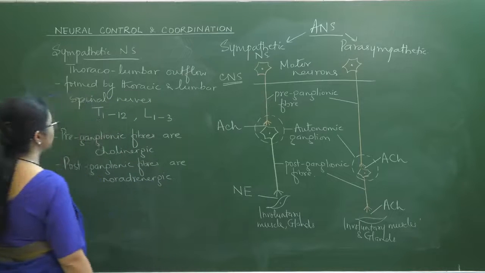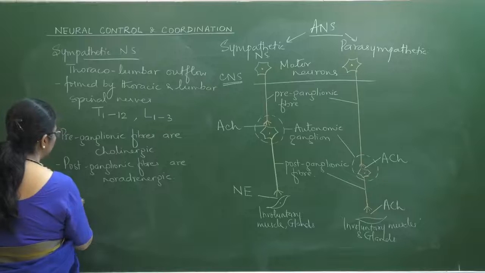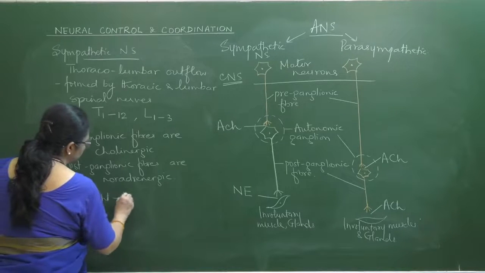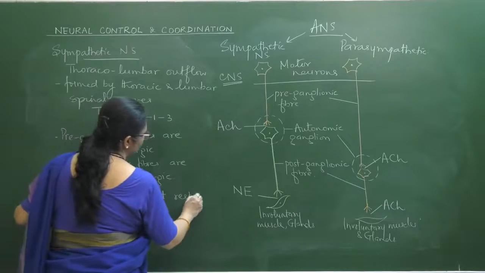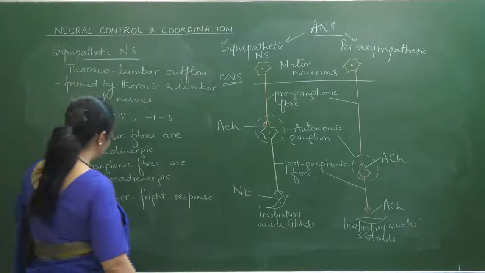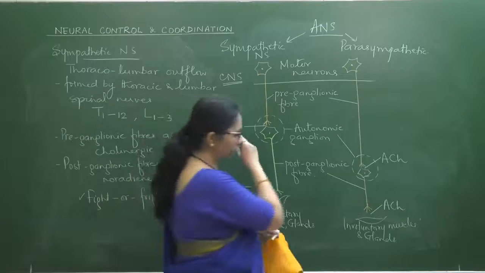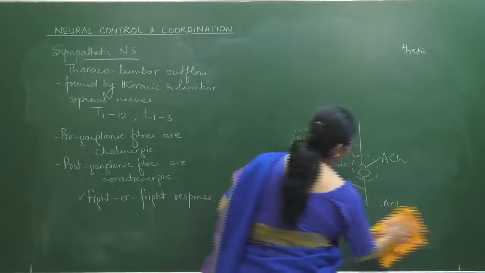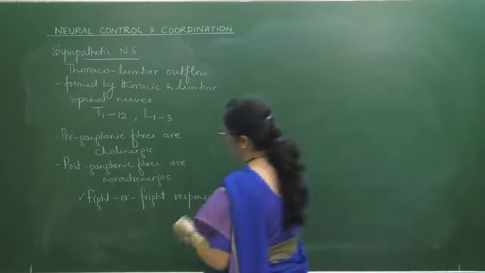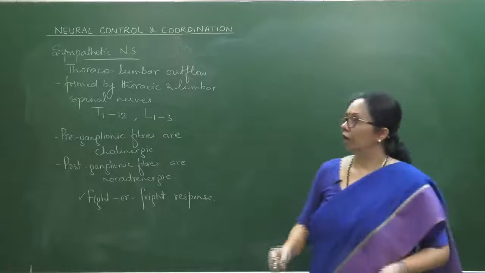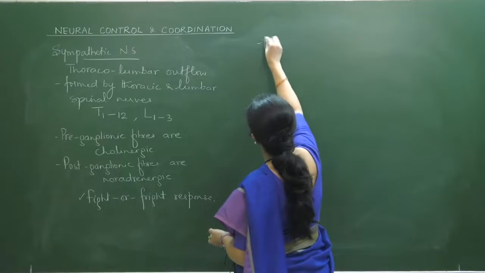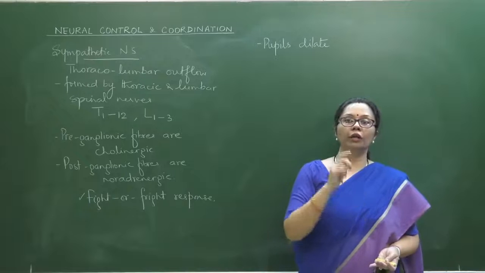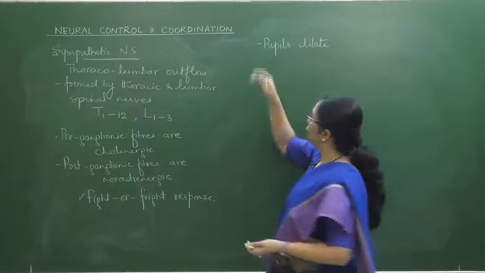Another thing, the sympathetic nervous system is responsible for the fight or fright response. That means it works in an emergency. So what all does it do during an emergency, let us see. One is that it prepares the body for emergency. In that case, pupils dilate, so more light will fall on the retina and you can properly see your enemy or the way to escape, right?